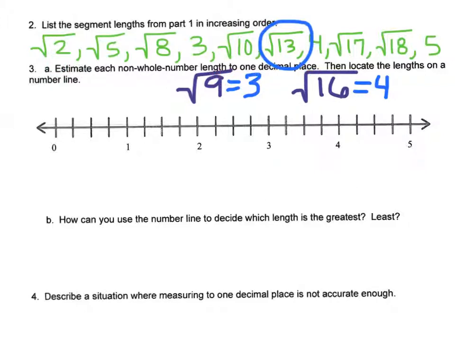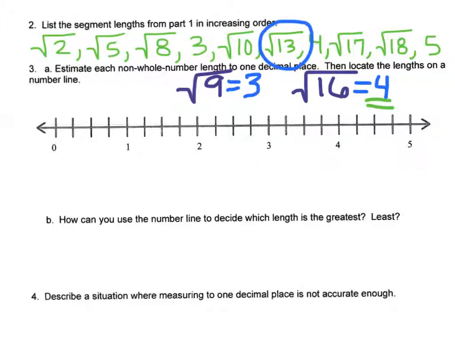So the next thing we have to think about is, what is the square root of 13 closer to? Is it closer to 3 or is it closer to 4? Well, if I look at 13, 13 is 4 away from 9. 13 is only 3 away from 16. Since 13 is closer to 16, the square root of 13 is going to be closer to 4. So now I know that the square root of 13 is somewhere between 3 and 4, but closer to 4.